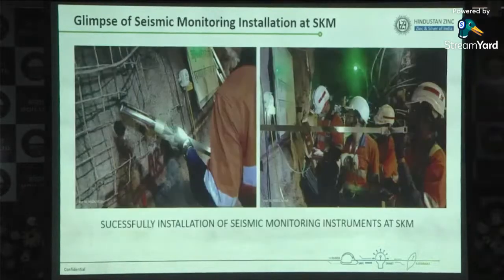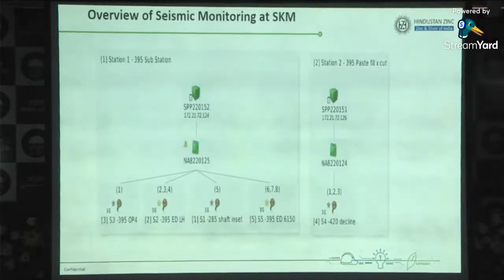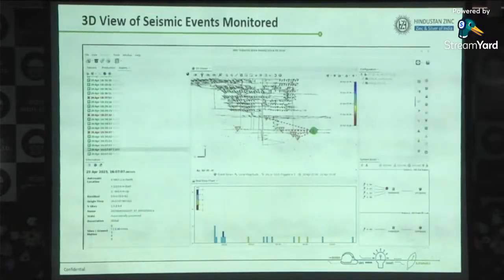And now we will talk about seismic monitoring. The seismic monitoring system is IMS, the Instrumented Mines Survey system, which gives us triaxial geophones and their locations in the mine. You can see sensors 1, 2, 3, 4, 5, 6 installed in the mine, and it is making a loop. Every geophone is connected to the others.